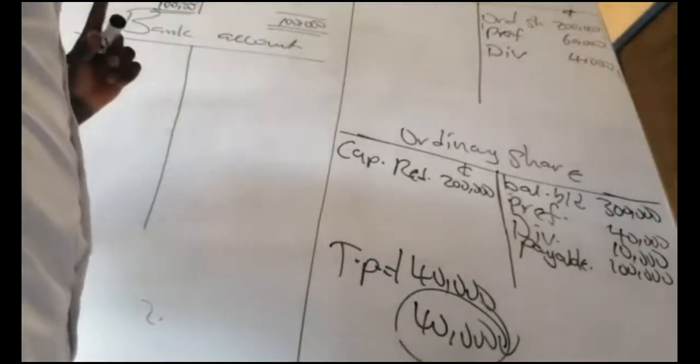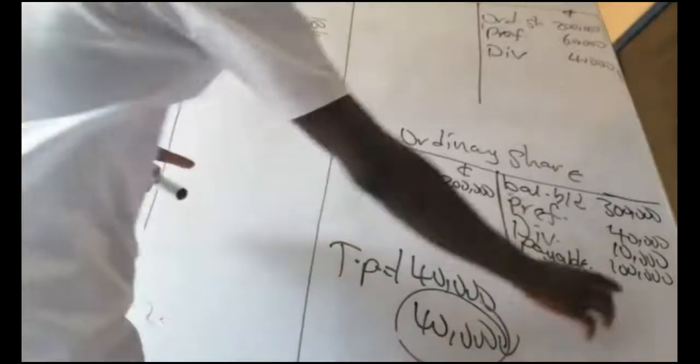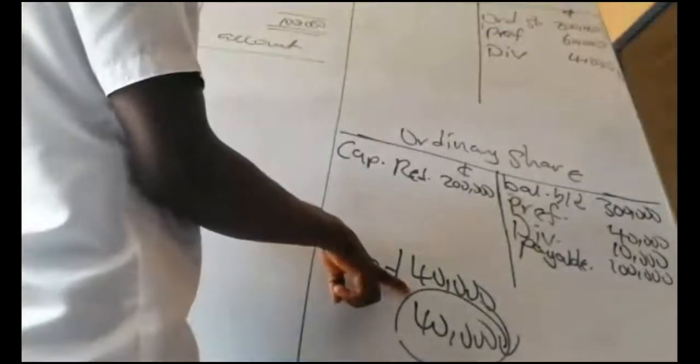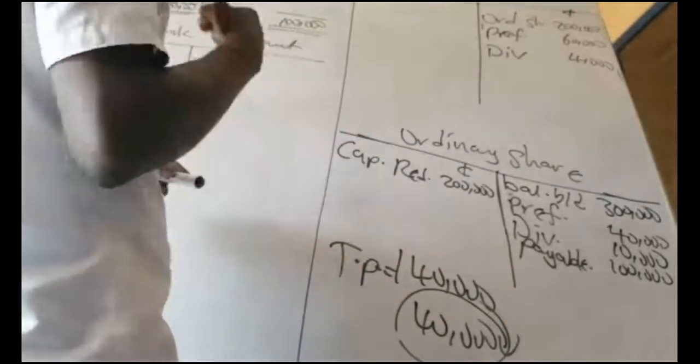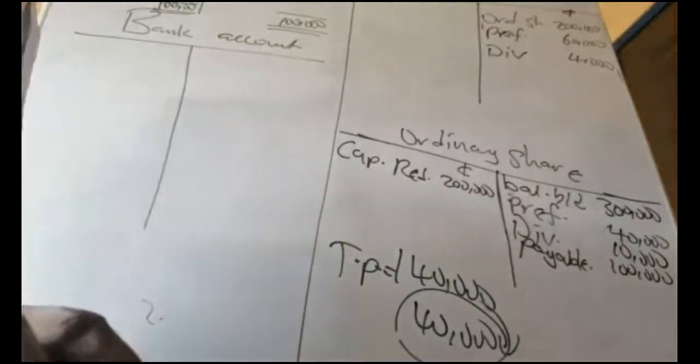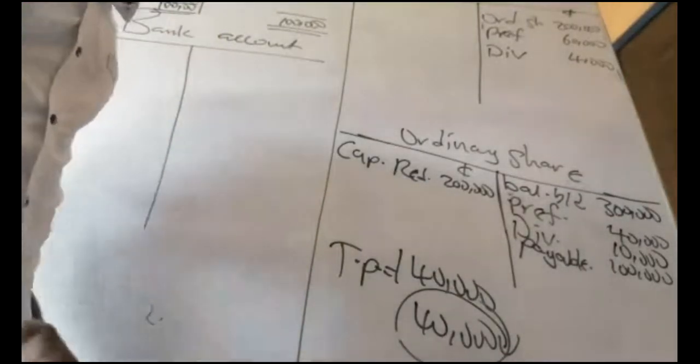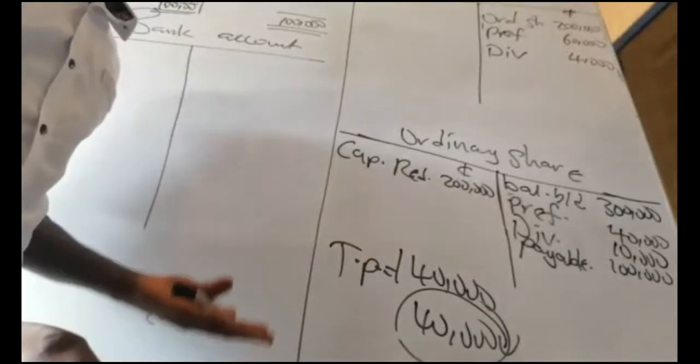Good. It's not a gain because we are not using 100,000 to clear off the 140,000. If you are doing that, then it becomes a gain to the company. Now let's move on to the next note. Have you seen that we are finishing it? So just right now we are about to finish it.